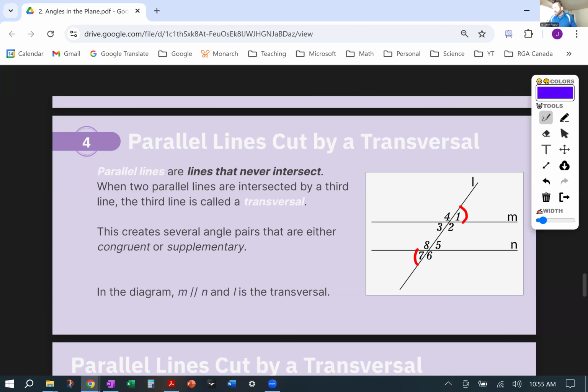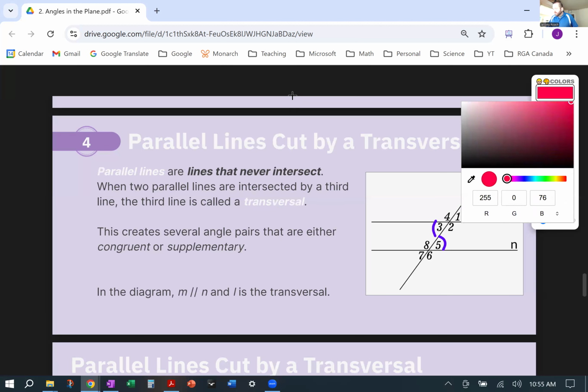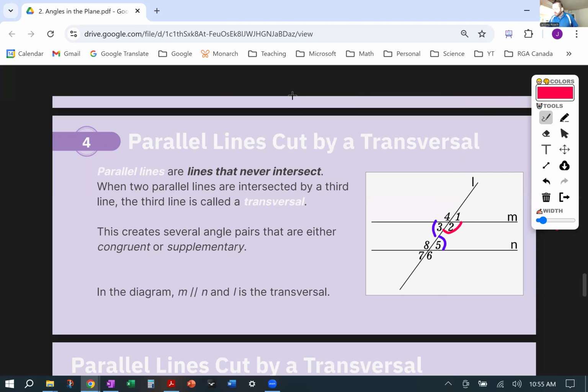Another example of that is 4 and 6. They're alternating from that middle line, and they're on the outside of the parallel line. Okay, the next one is alternating interior angles. Those are also the same. 3 and 5 are the same, and 2 and 8 are the same. So they're alternating and they're on the inside of the parallel lines.